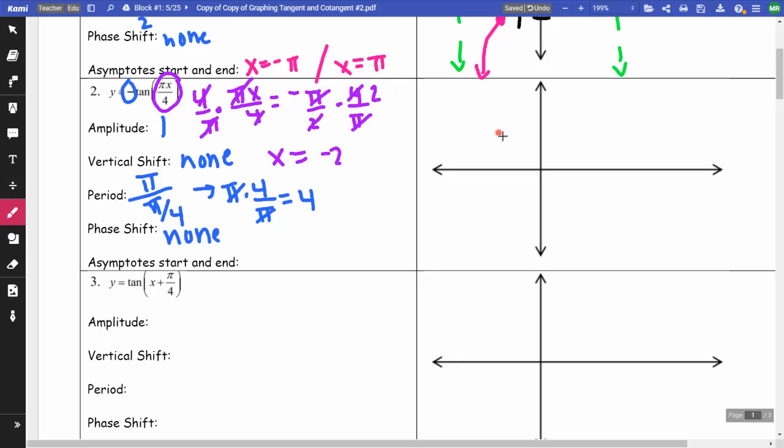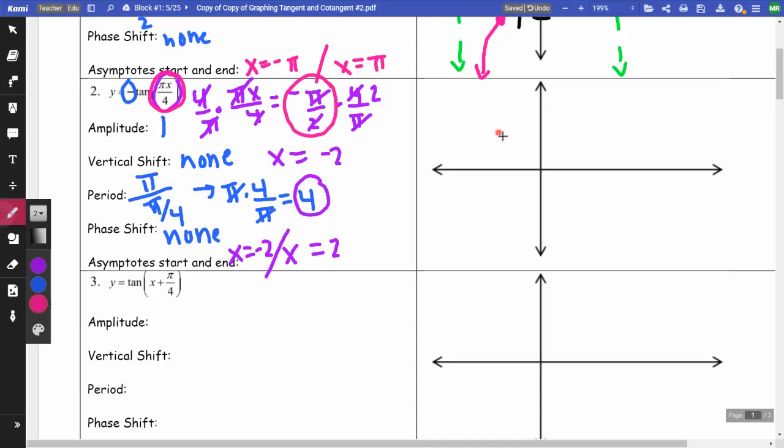And if you want, you know your period is 4. So if one asymptote's at negative 2, then the other asymptote has to be 4 away, which is going to be positive 2. So I'm going to have negative 2 and positive 2. If that doesn't make sense to you, you can again take this pi x over 4 and set it equal to, instead of a negative pi halves, a positive pi halves. But if you know where you're starting and you know your period, it's going to be that far away. So it's up to you how you want to do that.